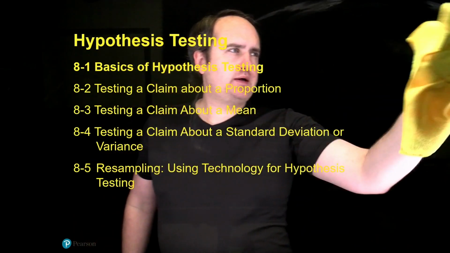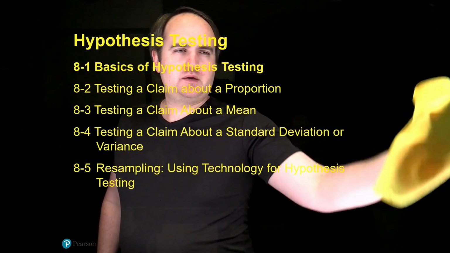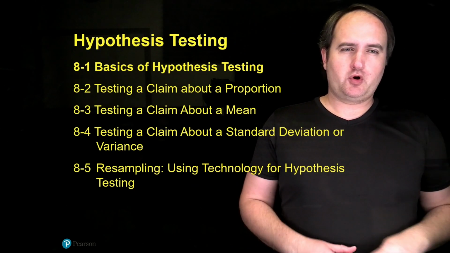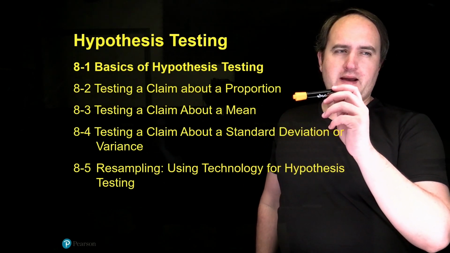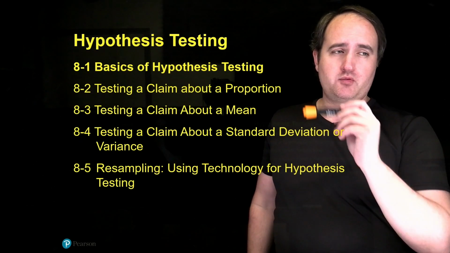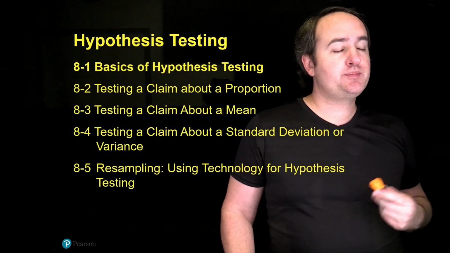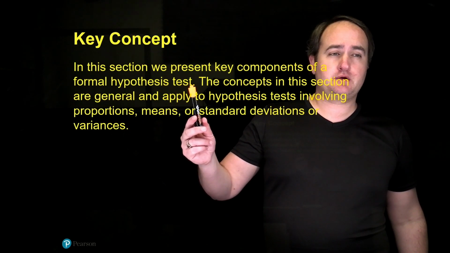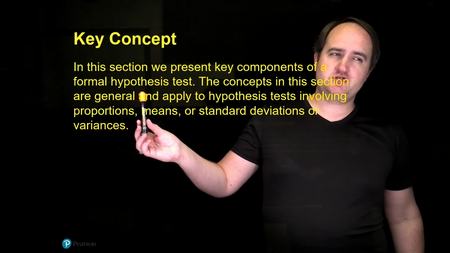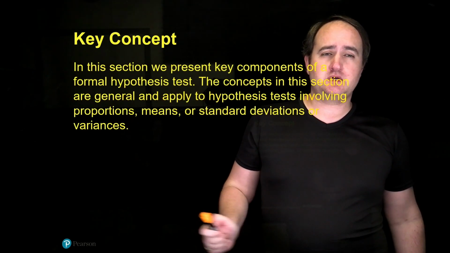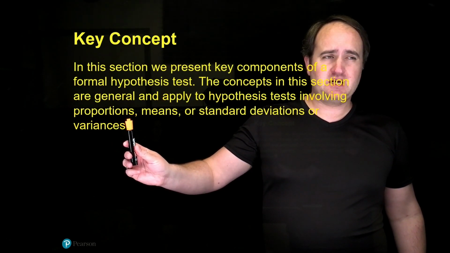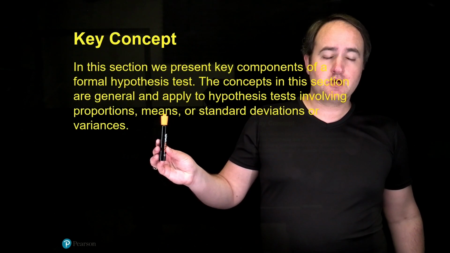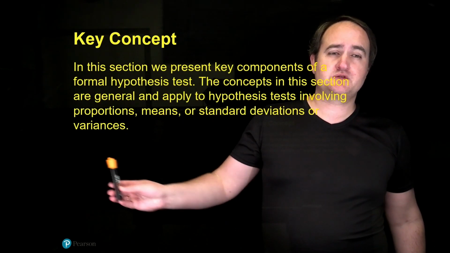And this video, hypothesis testing, is sort of the culmination of everything we've learned in the course. And we're going to be primarily focusing on hypothesis testing for proportion. And remember that a proportion is represented by the letter P. Okay? So a formal hypothesis test is the goal here. And the concepts in this section are general. So even though we're focusing on proportions in this video, a lot of the stuff we're learning here can also be used for means, standard deviations, or variances.